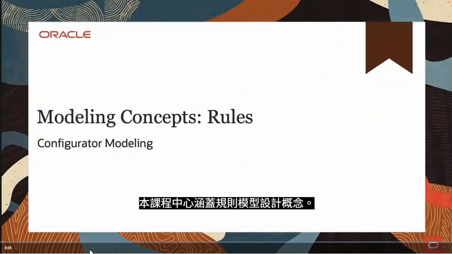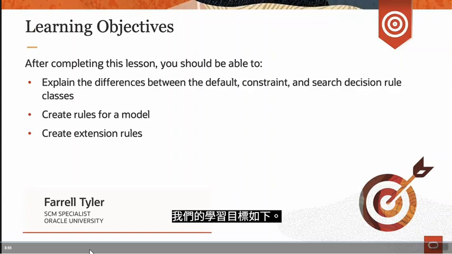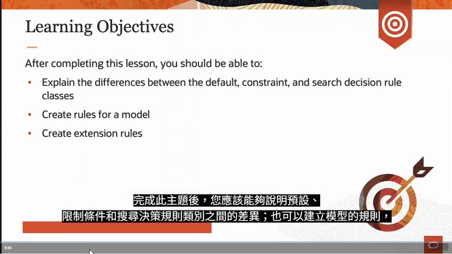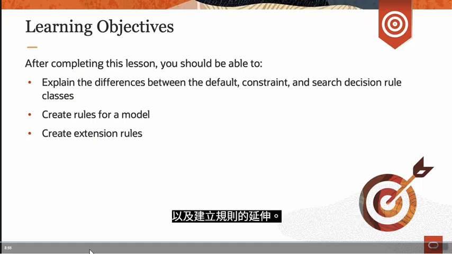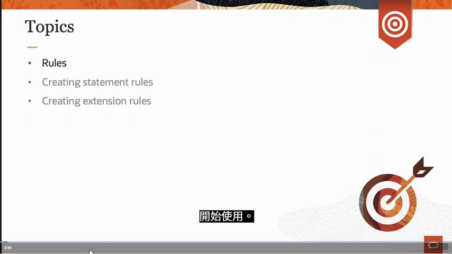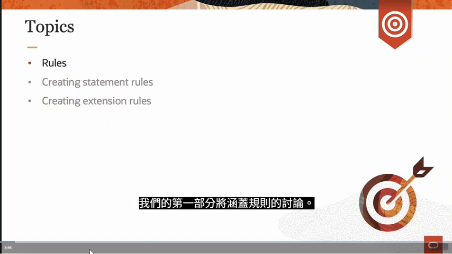This lesson centers around the modeling concepts of rules. Our learning objectives are as follows. After completing this topic, you should be able to explain the differences between the default, constraint, and search decision rule classes, also be able to create rules for a model, and also create extensions for rules. Let's get started. Our first section will cover the discussion of rules.